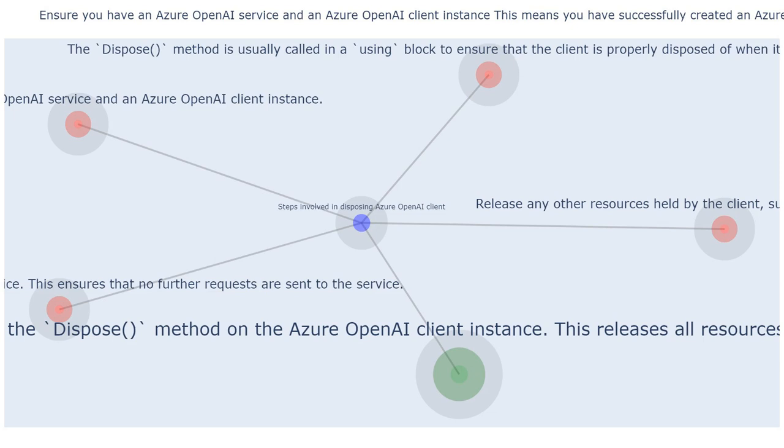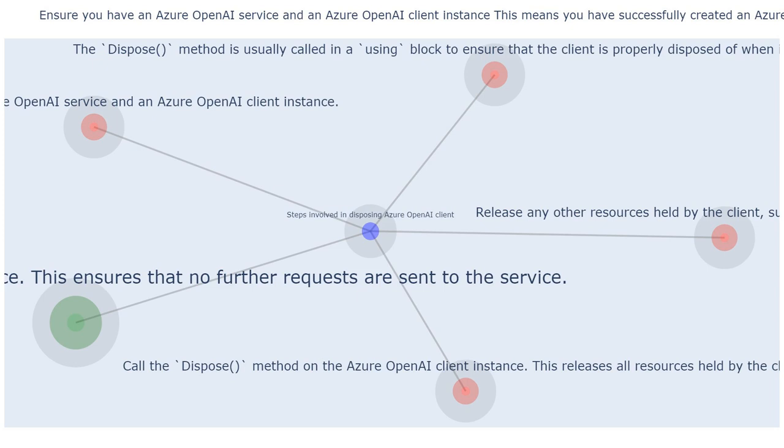Call the dispose method on the Azure OpenAI client instance. This releases all resources held by the client. For example, this could include network connections, memory allocated for data, and any other resources that the client was using. Close the connection to the Azure OpenAI service. This ensures that no further requests are sent to the service.